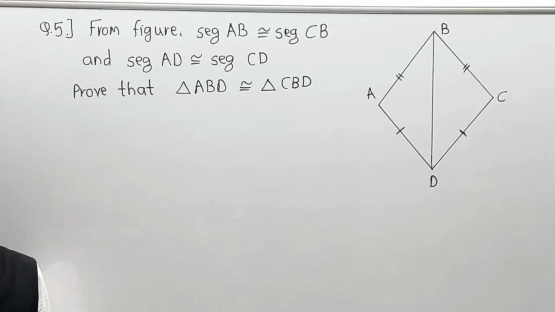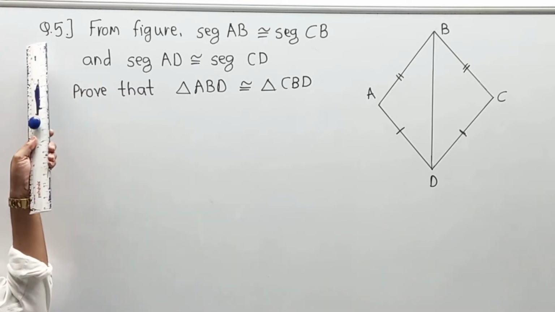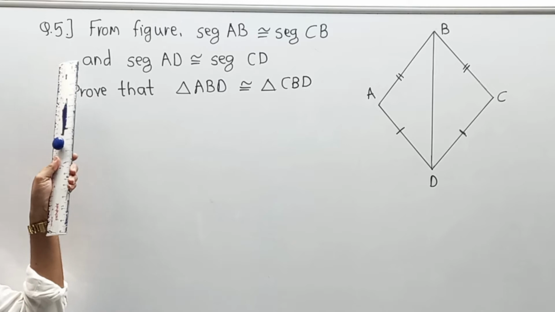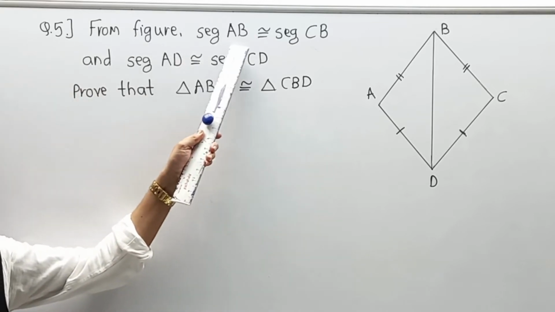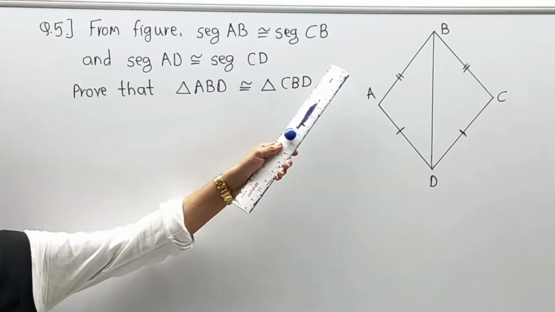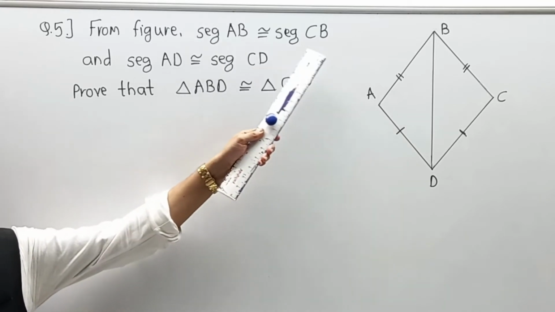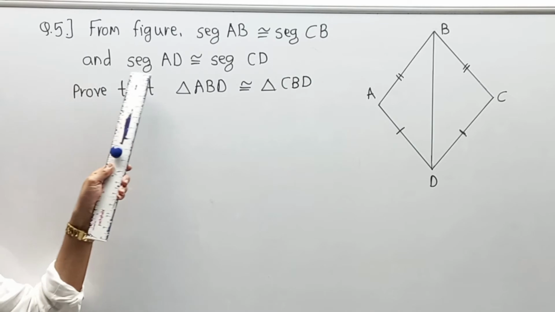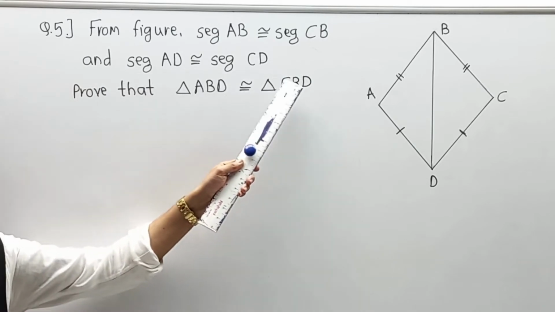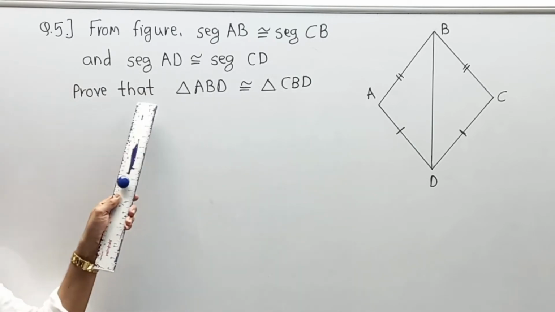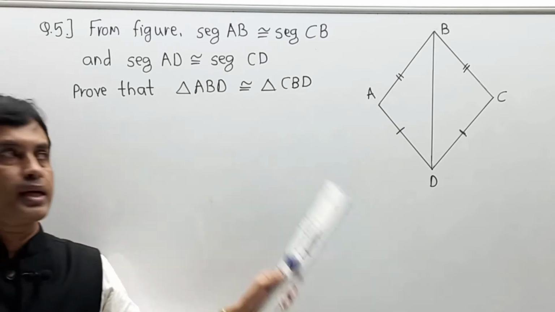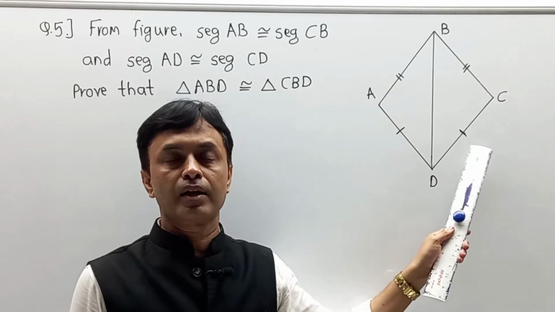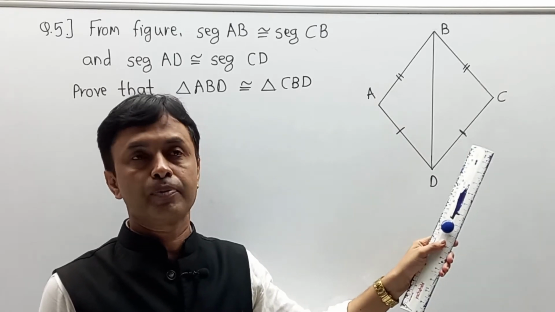So friends, after completing fourth numerical, we are moving to fifth numerical and the part is question number 5. From figure, segment AB congruent to segment CB and segment AD congruent to segment CD. Prove that triangle ABD is congruent to CBD. Now we have to understand same numerical from question point or from diagram point.